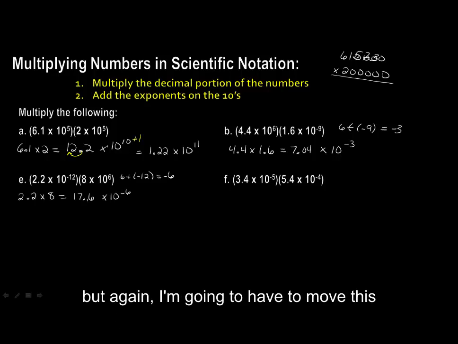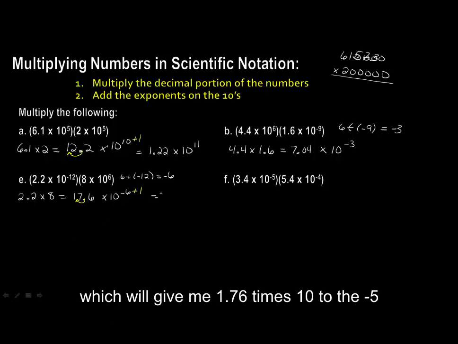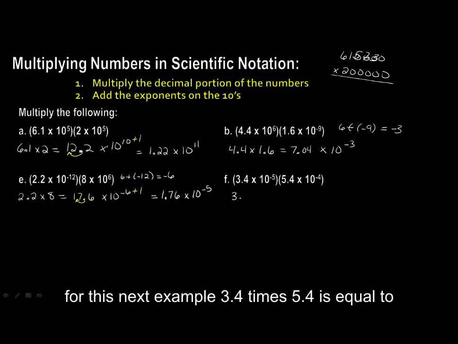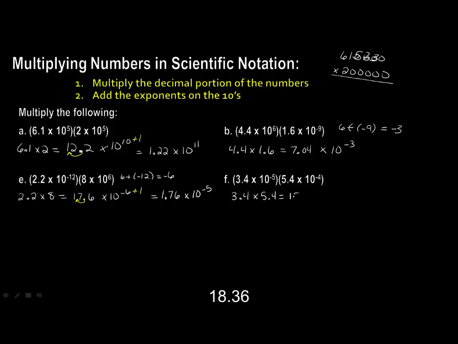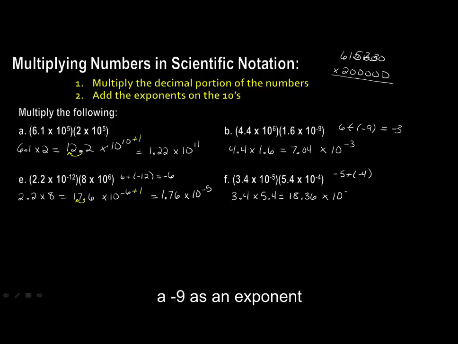But again, I'm going to have to move this. I need to move one place this direction, so I'm going to add one to the exponent, which will give me 1.76 times 10 to the negative 5. For this next example, 3.4 times 5.4 is equal to 18.36. Negative 5 plus negative 4 will give me a negative 9 as an exponent.